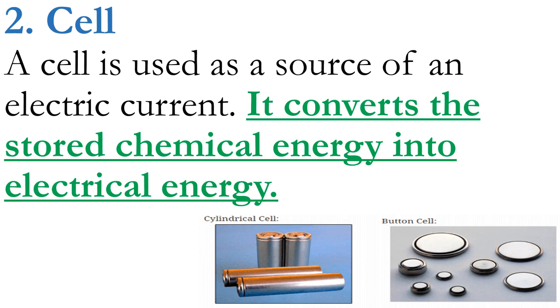After learning about switch, let us learn about the second component, a cell. A cell is used as a source of an electric current. It converts the stored chemical energy into electrical energy.